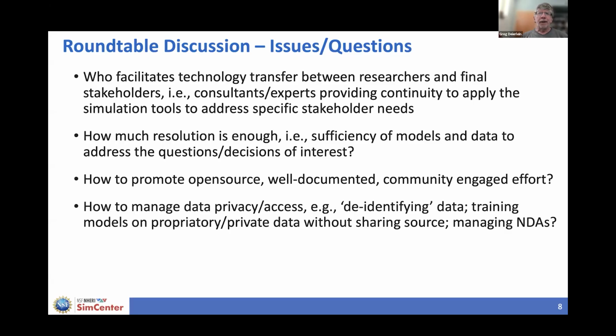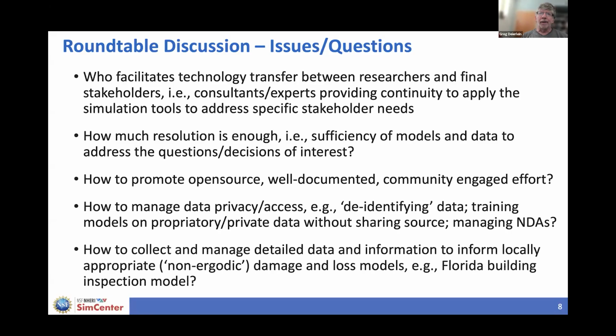Oftentimes in these regional simulations, there might be certain data, could be data on demographics of individuals, could be sensitive utility infrastructure. So how do we manage and handle that data privacy and access? Are there ways to incorporate that private data into a simulation, say, without revealing it, so that it still has an impact on the decision that's trying to be evaluated?